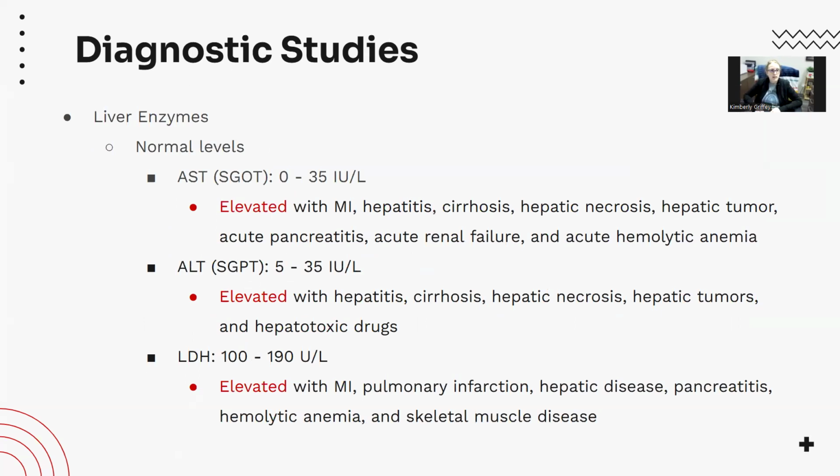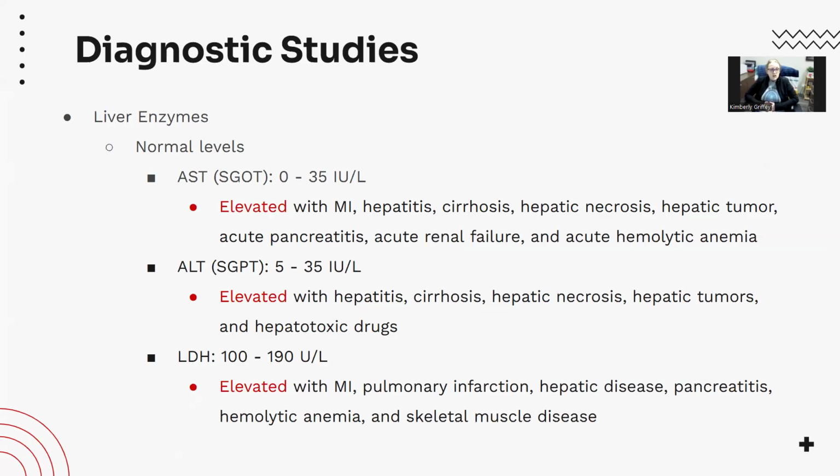Then you have your liver enzymes. So you have your AST. Normal level is 0 to 35. If it's elevated, you can have an MI, hepatitis, cirrhosis, hepatic necrosis, a hepatic tumor, acute pancreatitis, acute renal failure, and acute hemolytic anemia. And then you have your ALT. Normal levels are between 5 and 35. And they are elevated with hepatitis, cirrhosis, hepatic necrosis, hepatic tumors, and hepatotoxic drugs.